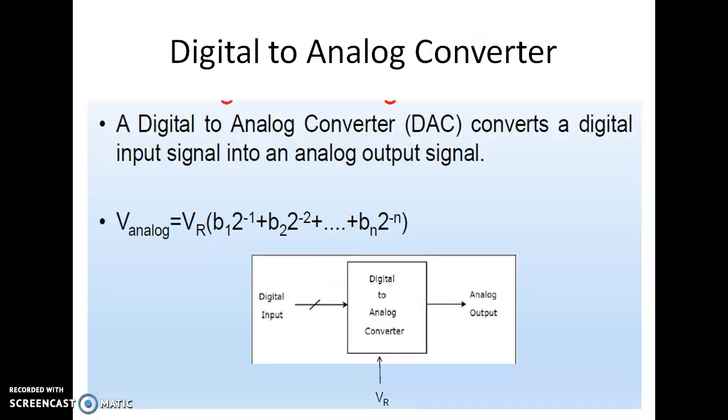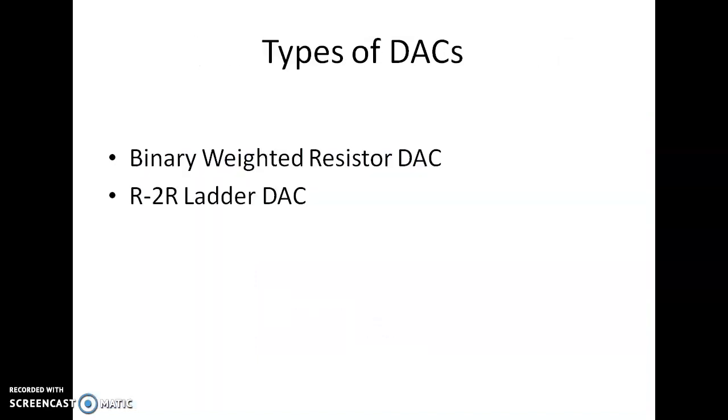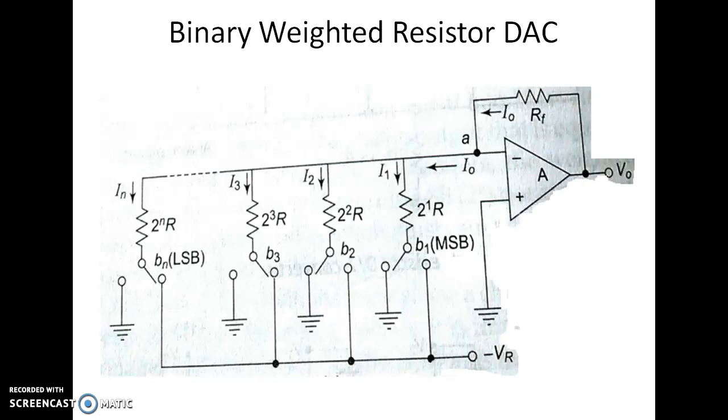Now if you go for the digital to analog converter, we have to convert a digital input signal into an analog output signal, so we have to multiply by weights with a base of 2. The types of DACs we can consider are the binary weighted resistor DAC and the R2R ladder type DAC. First we consider the binary weighted resistor D2A converter.